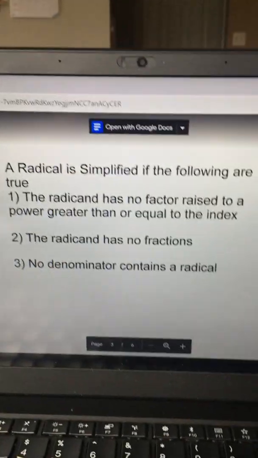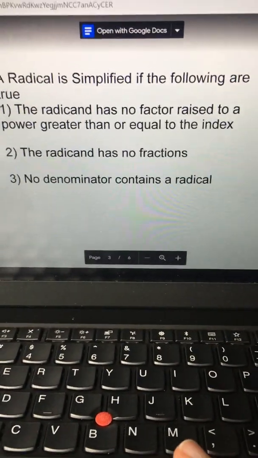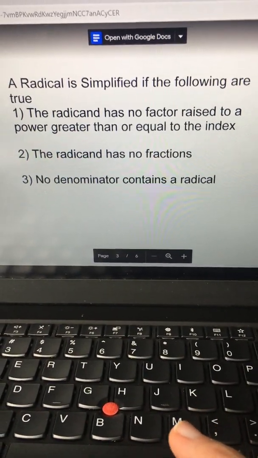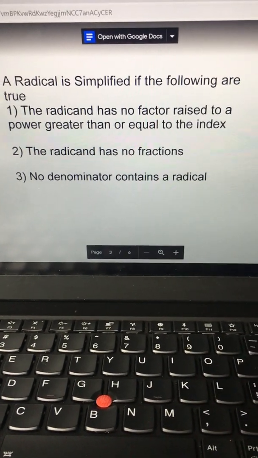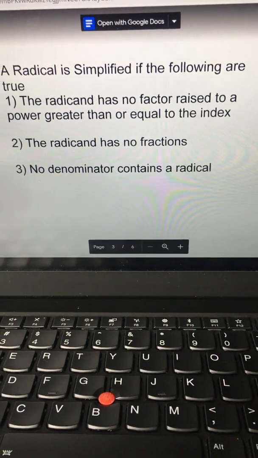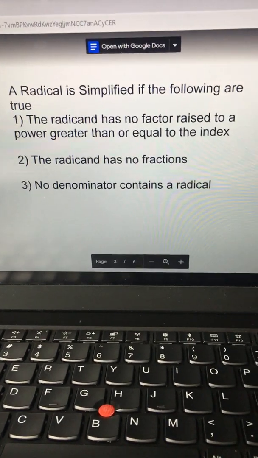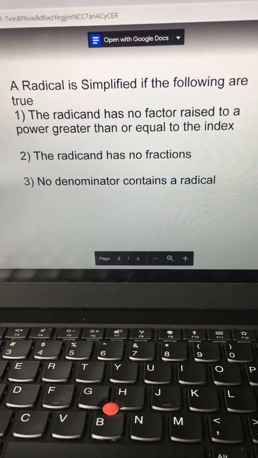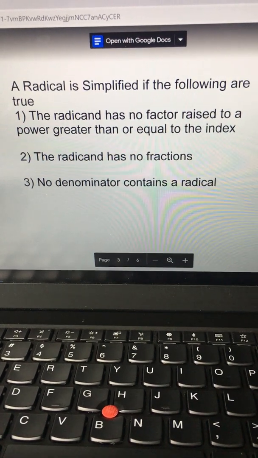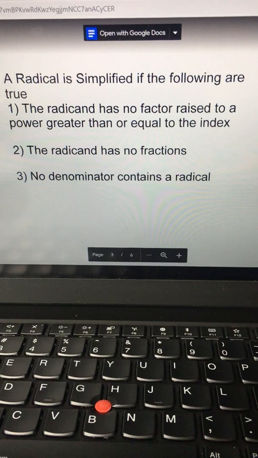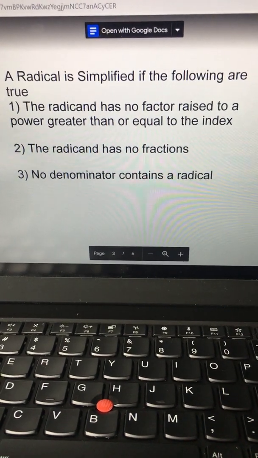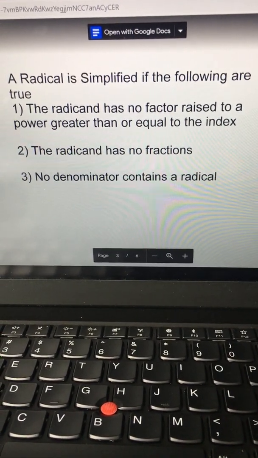Next set of notes say to simplify. Okay, so here it says a radical is simplified if the following are true. This is also part of the notes. I didn't write them down because I have them in front of me. You should have them written in already, or take time, pause the video, and write these in. The radicand has no factors raised to the power greater than or equal to the index. That's talking about using your perfects, figuring out if we can simplify like I was just talking about.